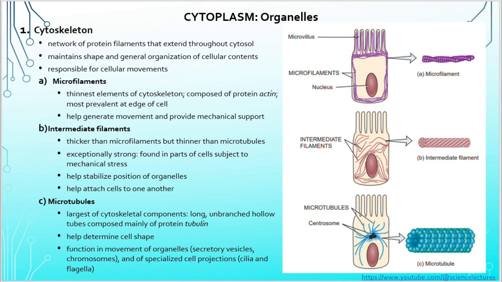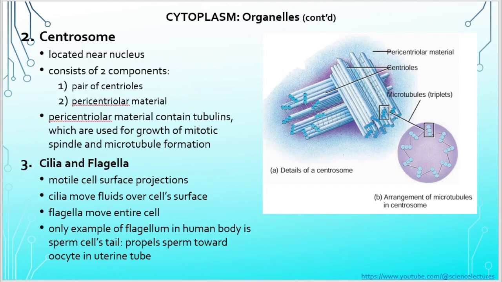Microtubules also help determine cell shape. They also function in the movement of organelles such as secretory vesicles, movement of chromosomes during cell division, and movement of specialized cell projections such as cilia and flagella. Microtubules are the most dominant components of cilia and flagella. These are the multiple projections of the cell surface.